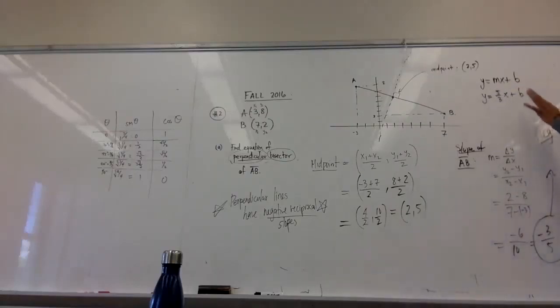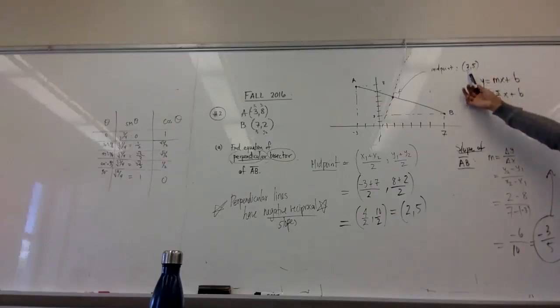What am I missing here? B. How do I get b? You take one of the coordinates, the midpoint, and plug it in. That's the only one I have. So I plug in this point here. This is my x, this is my y. This will be 5 equals 5/3 times 2 plus b. Now I have to solve for b.